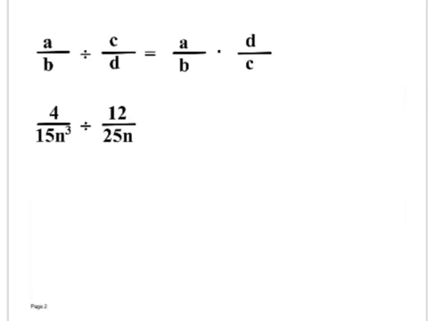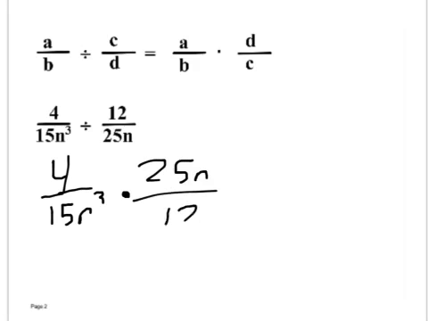All right, here, let's do this. When we're dividing by fractions, instead we multiply by the reciprocal. Remember that? So if we have a over b divided by c over d, it's the same thing as taking a over b times d over c, times the reciprocal. So the second fraction is what we flip. So we have 4 over 15n cubed being divided by 12 over 25n. So 4 over 15n cubed, we're going to multiply it by 25n over 12.